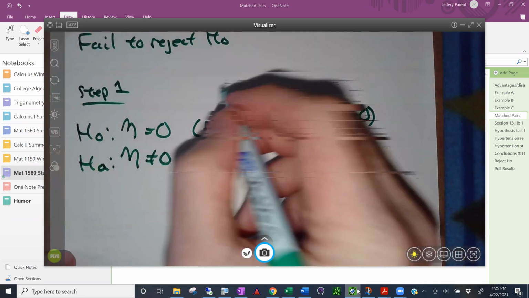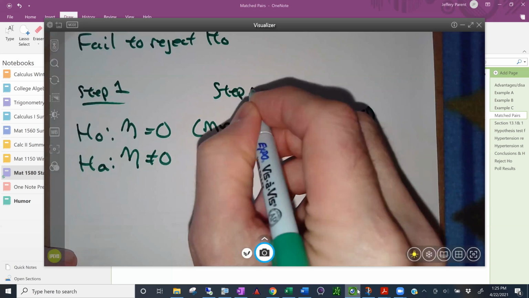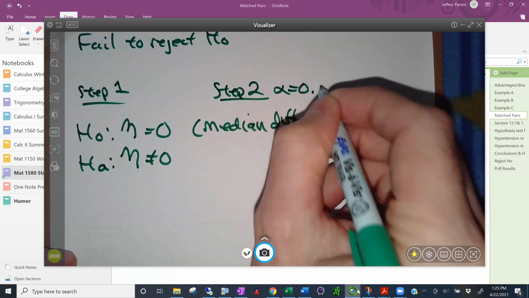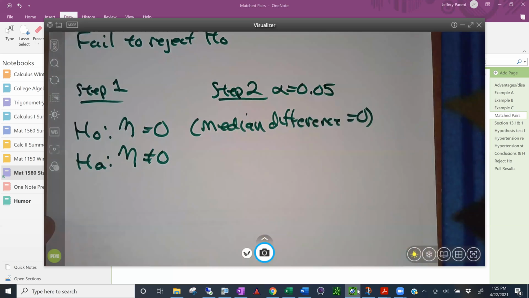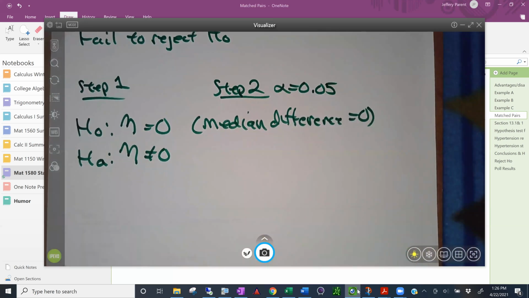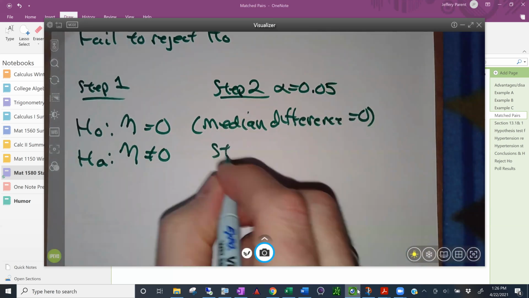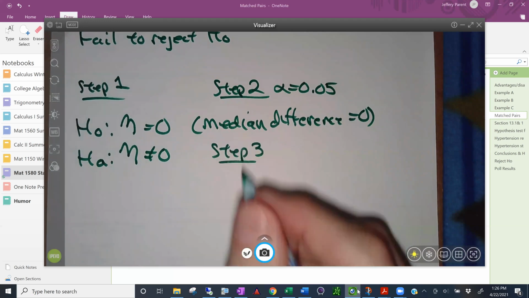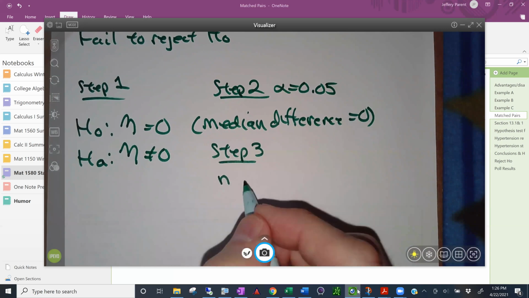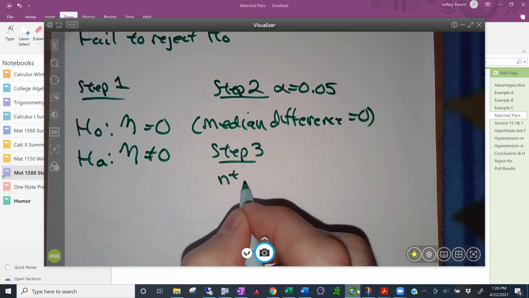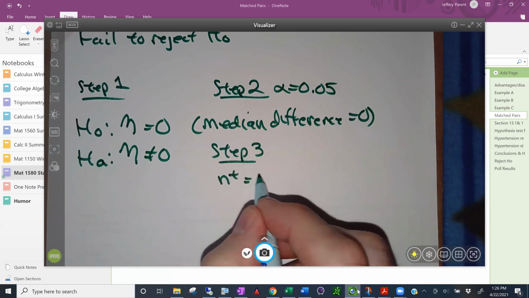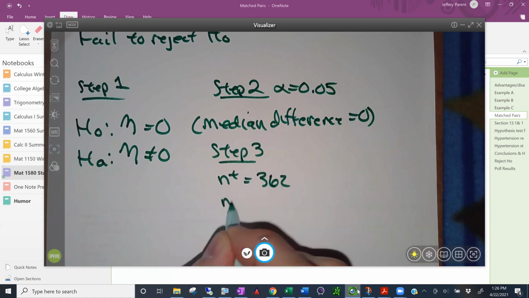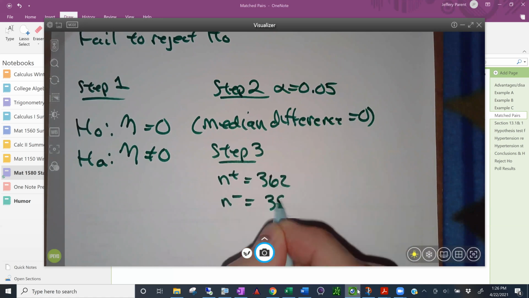It was given to us that we're going to do this at the 5% significance level. And for step 3, they actually gave us the data. The number of positives was 362. The number of negatives was 383.